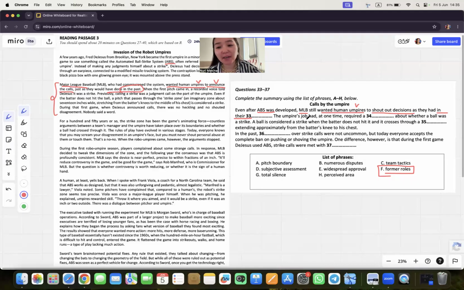Next one, the umpire's job had at one time required something about whether a ball was a strike.